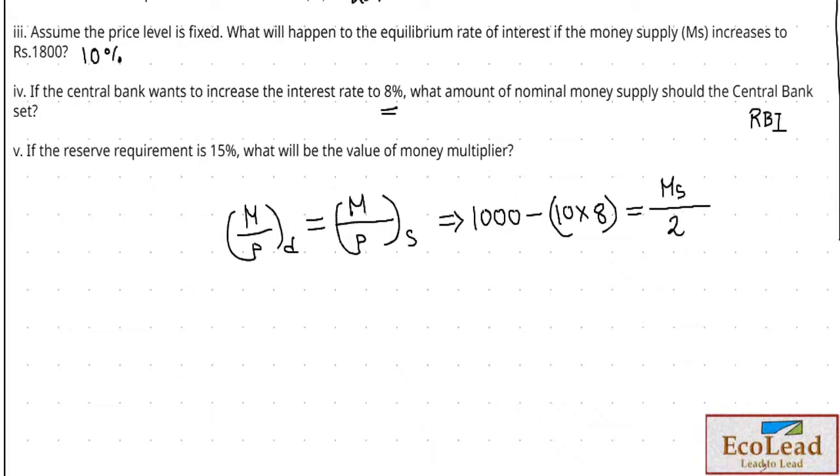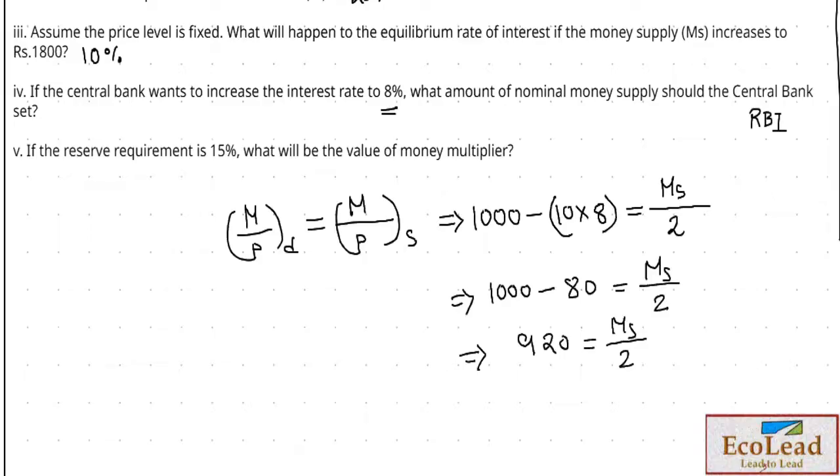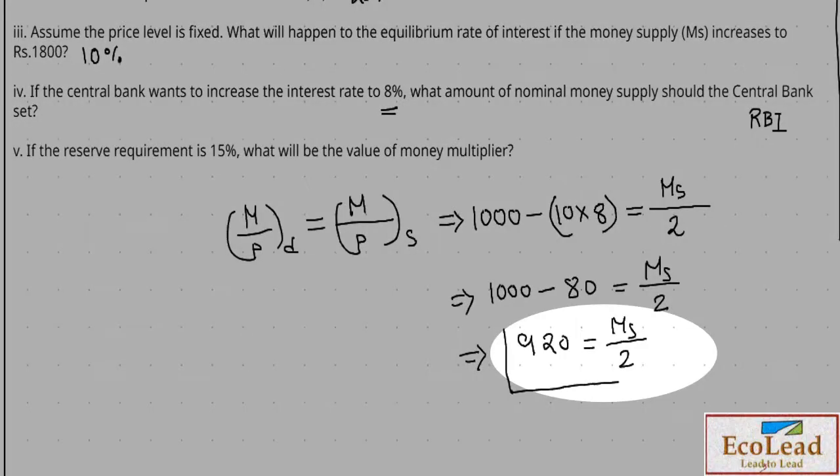So if we solve it for the money supply, we get 1000 minus 80, which will be equal to Ms by 2, or 920 will be equal to Ms by 2. This will be the real money supply.